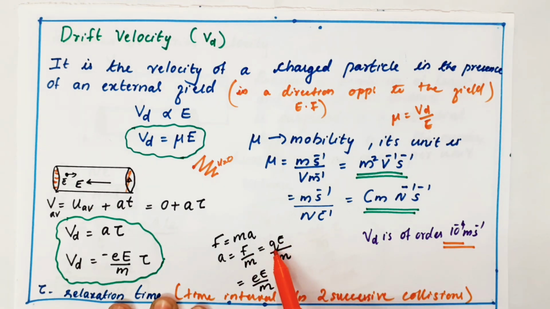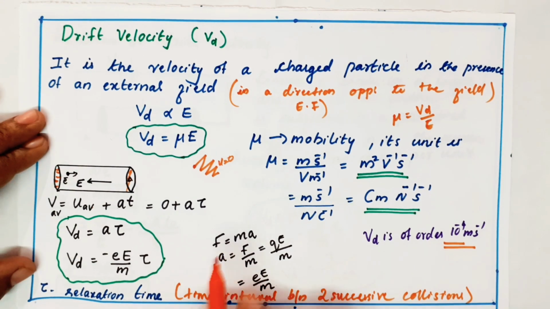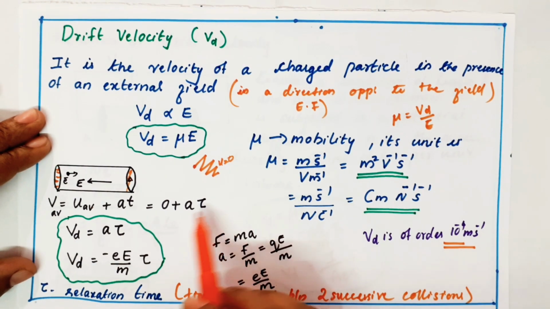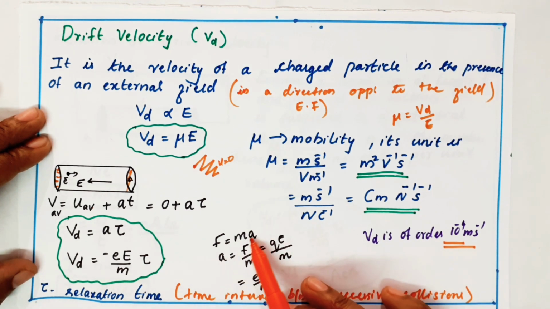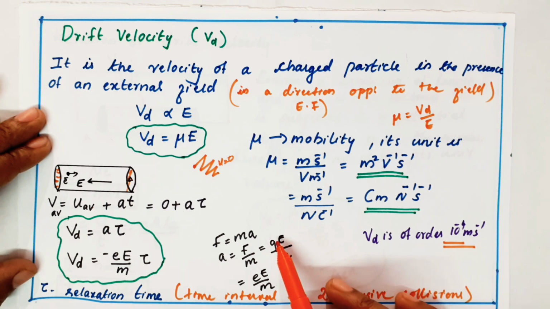In this case, what is our Q? Electron. eE by m. So I can write in place of a as minus eE by m. Minus indicates the charge of the particle. I repeat, V average is nothing but a tau. a is acceleration, which I can find by Newton's law, F equals ma, a equals F by m, that is QE by m. Q in this case is electron, so eE by m.